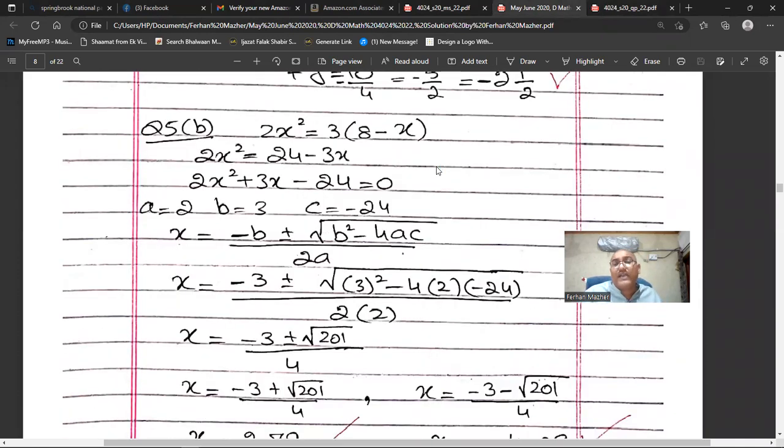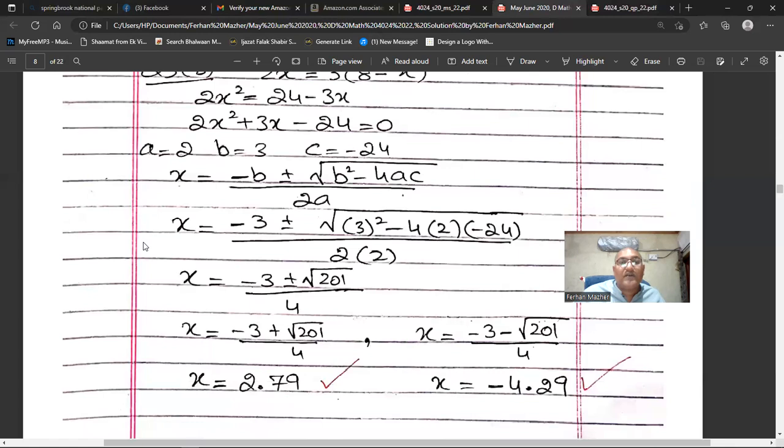2x squared equals 3 bracket 8 minus x bracket close. 2x squared equals 24 minus 3x. So 2x squared plus 3x minus 24 equals 0. Now the coefficient of x squared is 2, the coefficient of x is 3, and the constant is minus 24. I will apply the quadratic formula: x equals minus b plus or minus the square root of b squared minus 4ac, all divided by 2a. So enter the values.